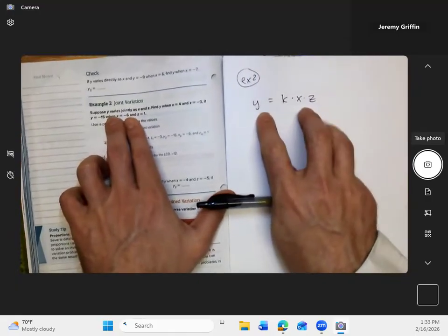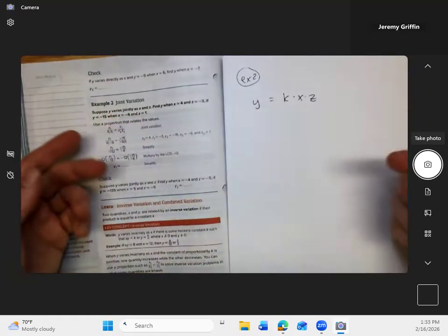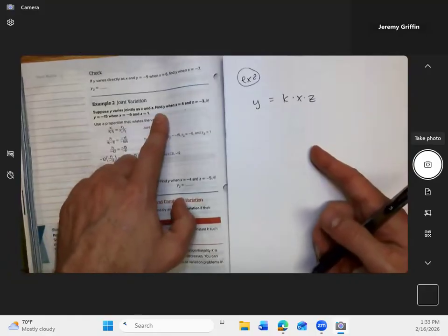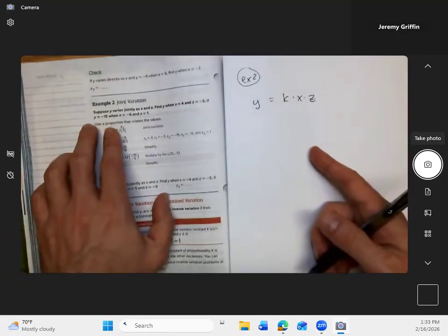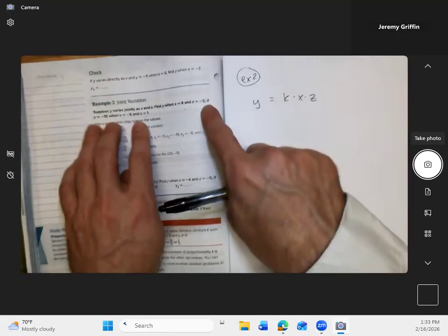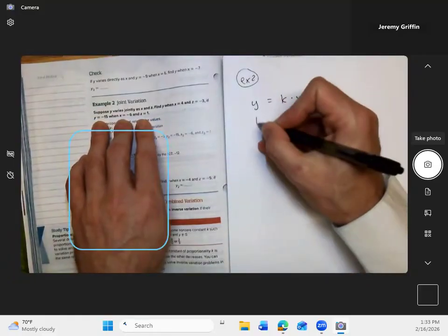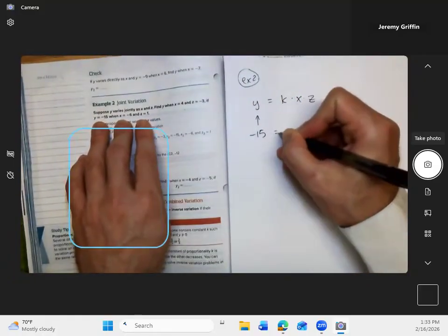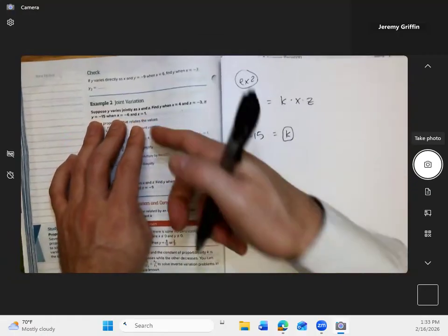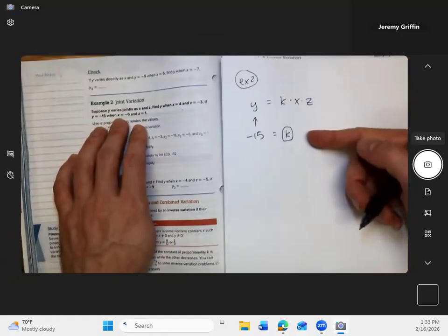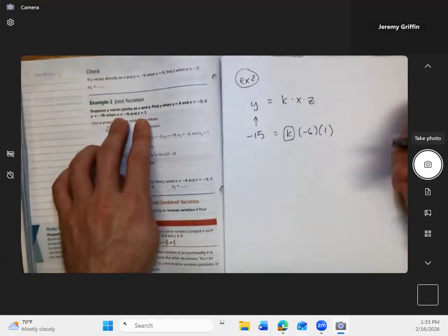So y is directly related to x, but y is also directly related to z. Hence joint. Find y when x is 4, z is -3 if... actually, let's start with everything after if right here. So if y equals -15, put a -15 there, and what I'm going to do is solve for this k. Once I get this k value, it'll be universal to this particular question. When x is -6 and z is 1, like that.